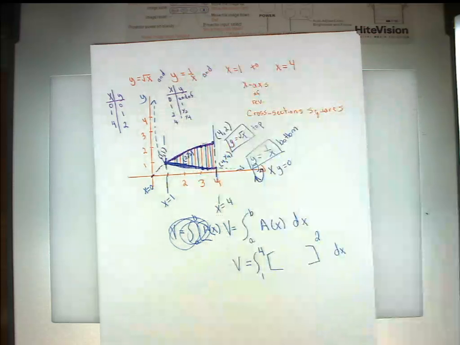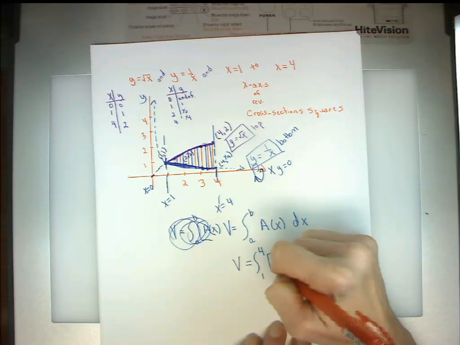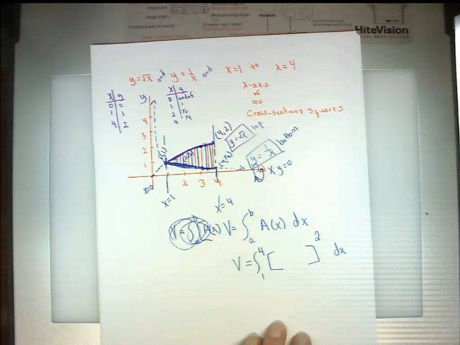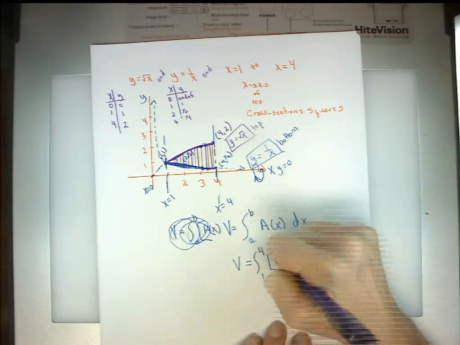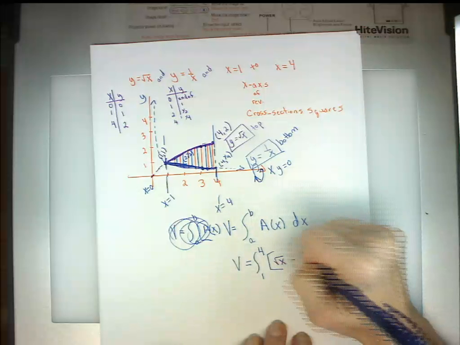Top minus bottom. Top is the square root of x in purple, minus the one on bottom in blue, which is 1 over x.